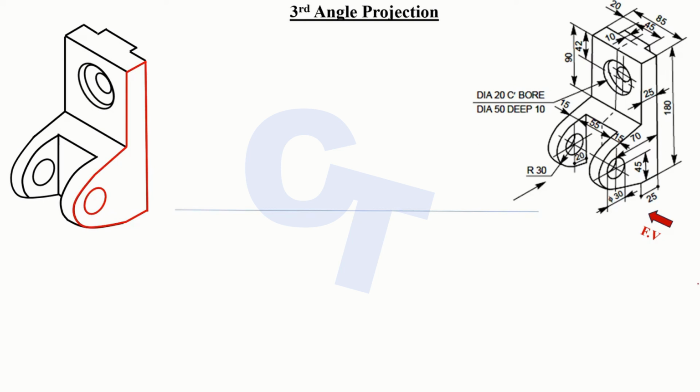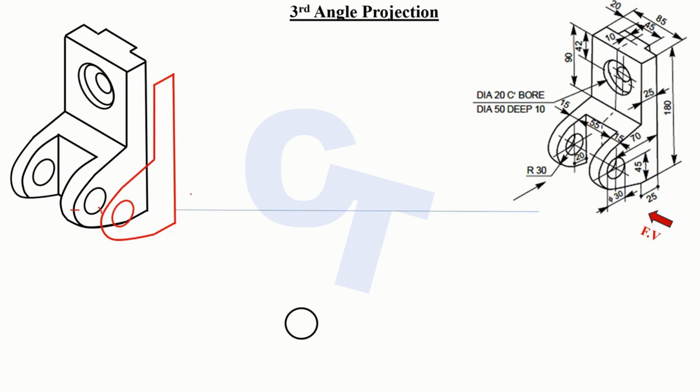From our measurements, this circle right here has a radius of 30, and the inner circle, which is right here, has a radius of 15, right? That's what we have. So that's what we're going to do. Let's draw this first.